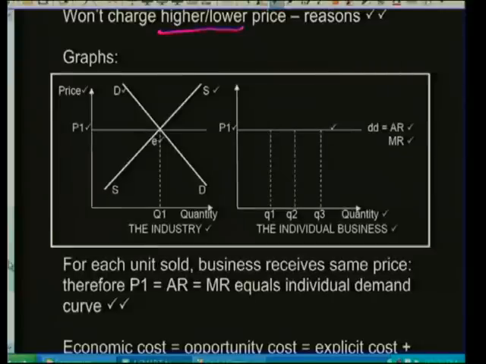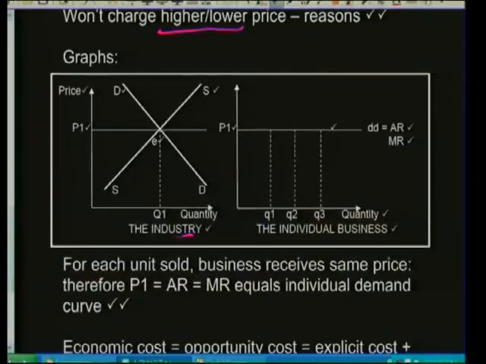When we look at the graphs, take note: when you draw these graphs, make sure that you use a ruler and that you label your graphs properly. What they've done here is they've indicated the industry on the left-hand side. In other words, what does the demand and supply curve look like for the industry? Prices are determined by the interaction of demand and supply, and therefore you have your demand curve, your supply curve, and the equilibrium. So this will be your market price.